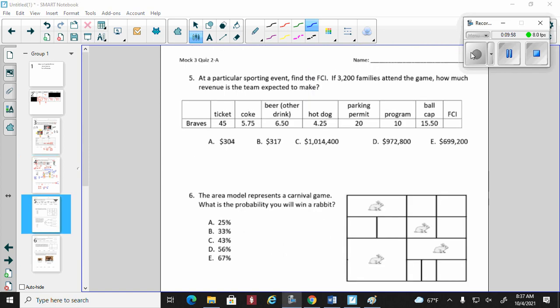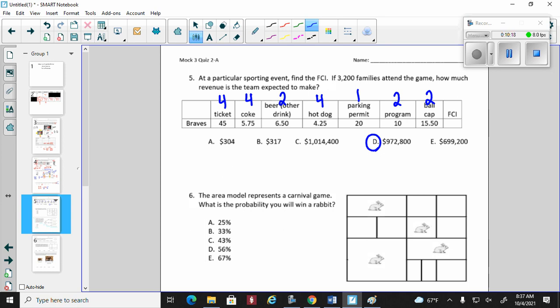All right, question number 5. Let's go and do that. Question number 5, the answer is D. So remember, it is the FCI, which means the family of 4. 4 tickets, 4 Cokes, 2 beers, 4 hot dogs. Everyone's got to eat. 1 parking permit. The program is 2, and then ball caps are 2.